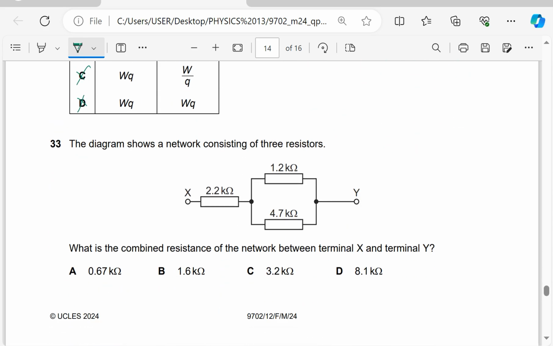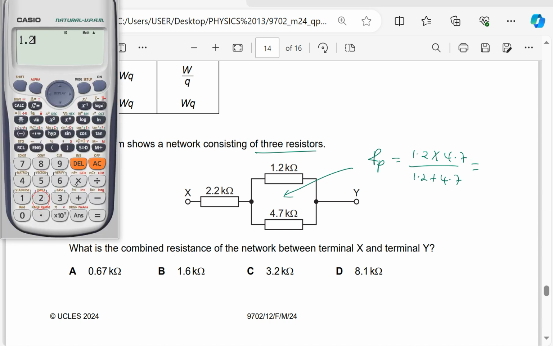The diagram shows a network consisting of three resistors. What is the combined resistance of the network between terminal X and terminal Y? So these ones are in parallel, but the resultant is in series with 2.2. For resistors in parallel, total resistance is product over the sum if there are only two. So I'll simply say 1.2 times 4.7 divided by 1.2 plus 4.7. This only works if there are only two.